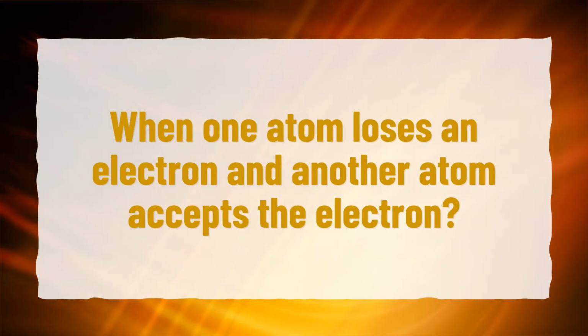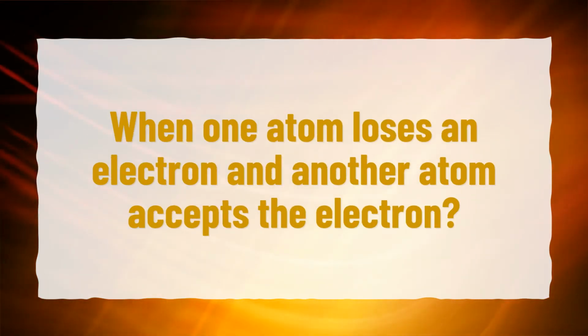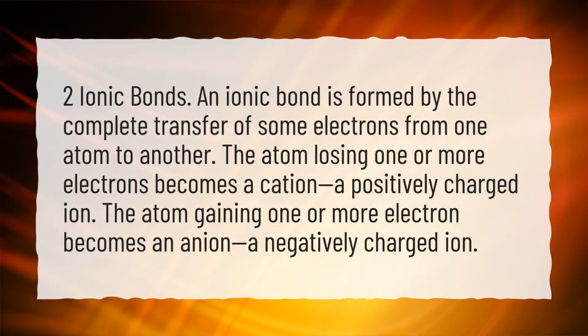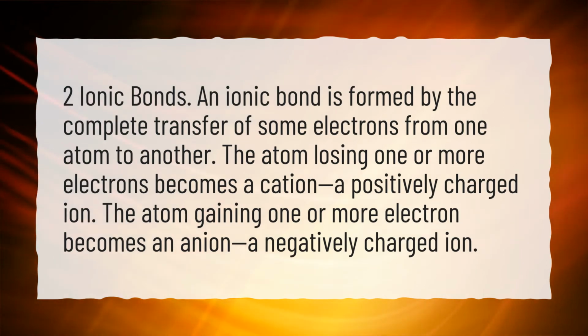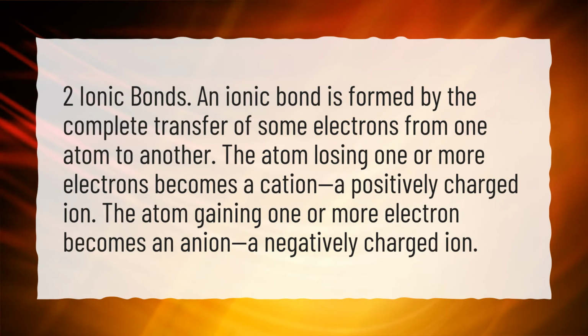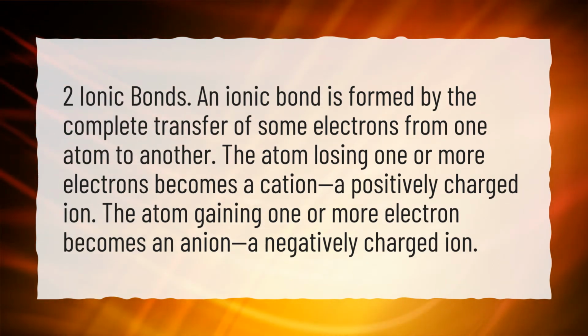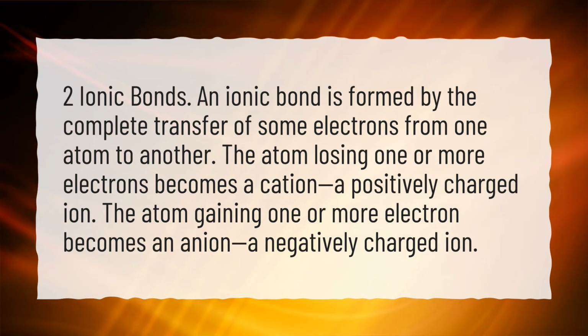When one atom loses an electron and another atom accepts the electron. Ionic bonds: an ionic bond is formed by the complete transfer of some electrons from one atom to another. The atom losing one or more electrons becomes a cation, a positively charged ion. The atom gaining one or more electrons becomes an anion, a negatively charged ion.